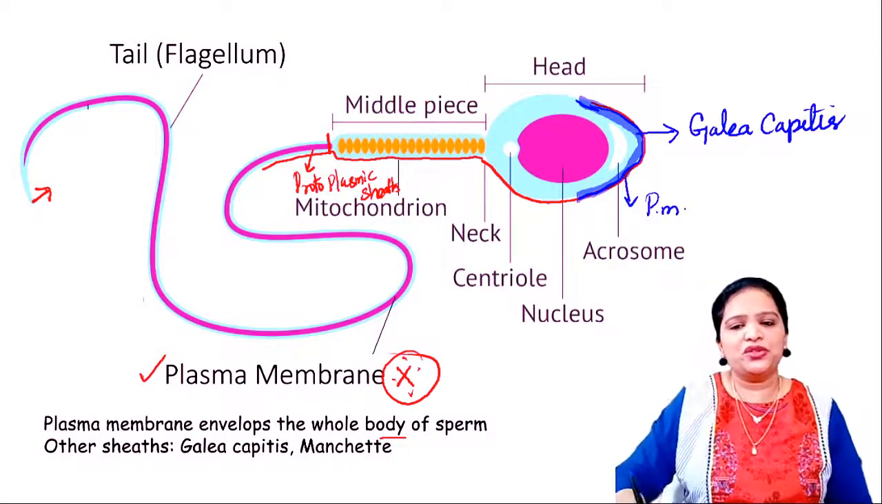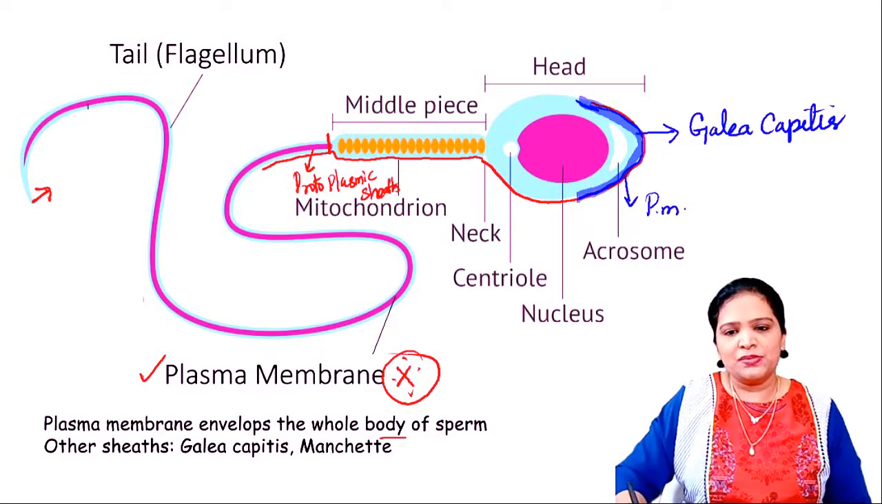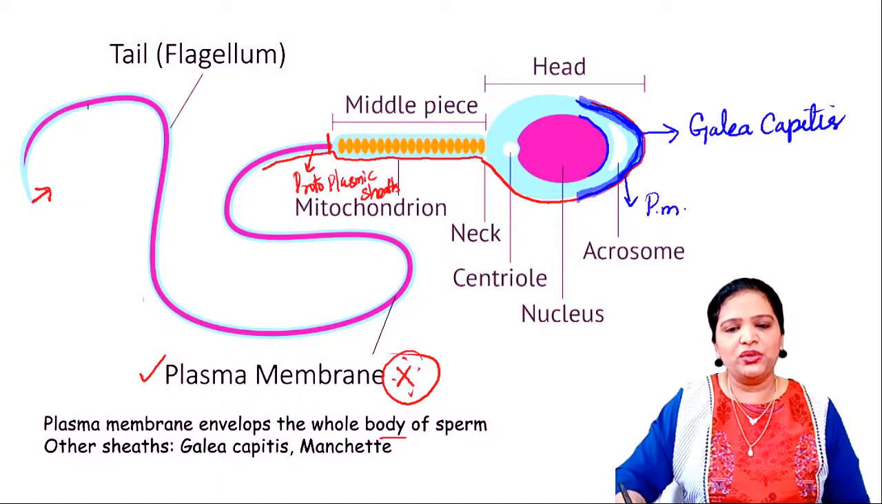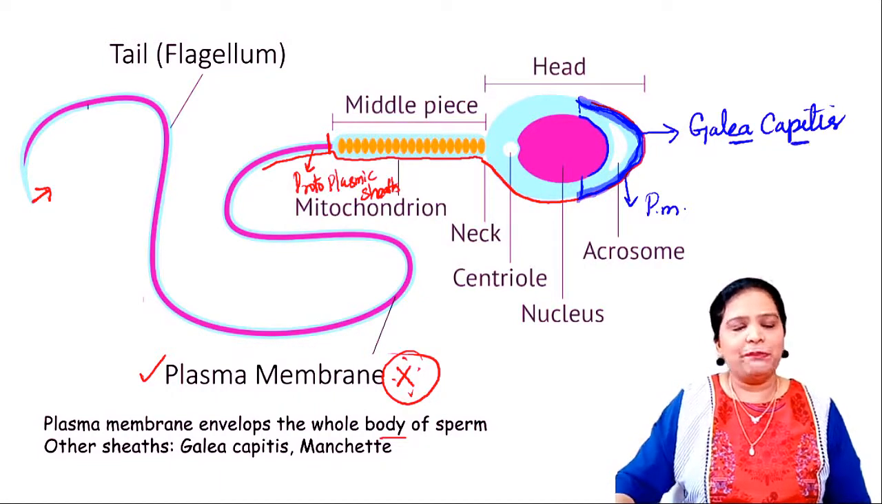the anterior part of the nucleus. See, this blue color, whatever I have drawn, covers completely the acrosome and the anterior part of the nucleus. This covering is called Galea capitis.